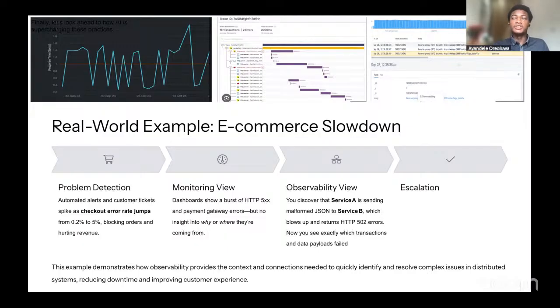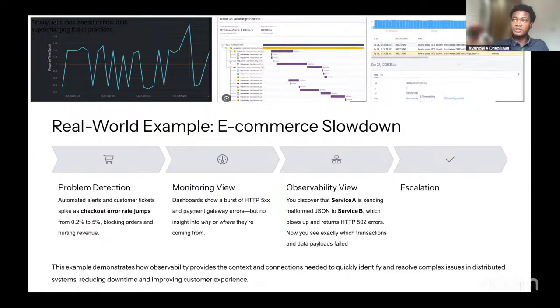So in your e-commerce website, your automated alerts have set an alarm that your error rate has actually increased from the normal range of 0.2 to 5%. And customers' complaints are coming in that they are not able to check out their products, not able to pay for the products that they checked out. So you, as an SRE or DevOps, go to your monitoring dashboard, you check out the widgets there.